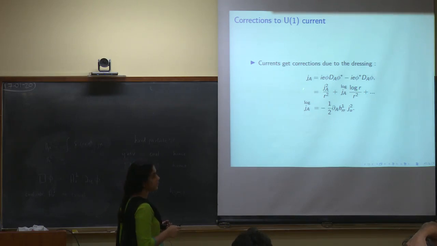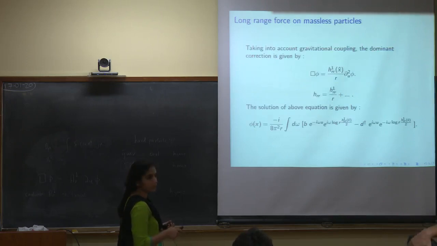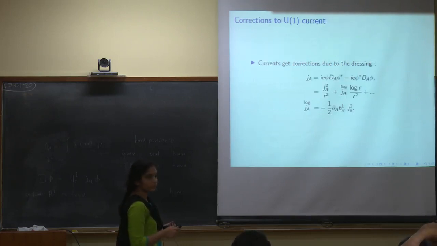Yeah. So this is the U1 current. The U1 current due to the deviated particle. Yeah. So the U1 current with this dressed scalar. Earlier this dressing was absent, so this log r term was absent.